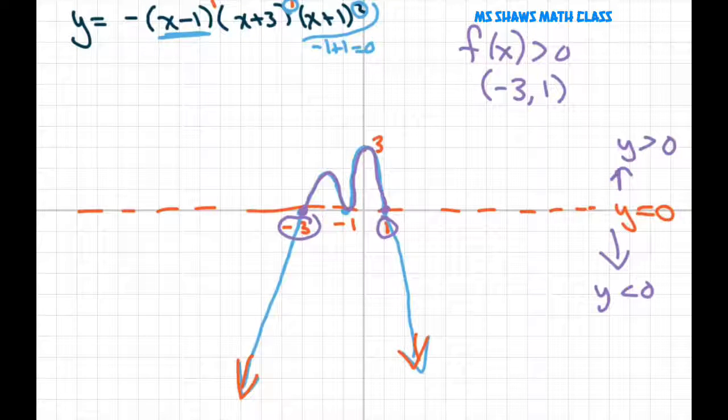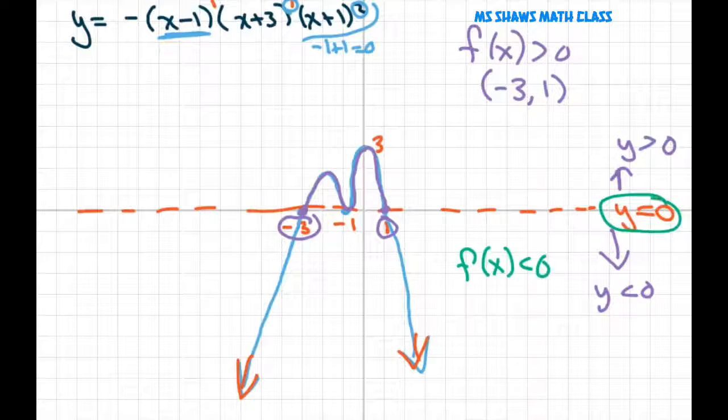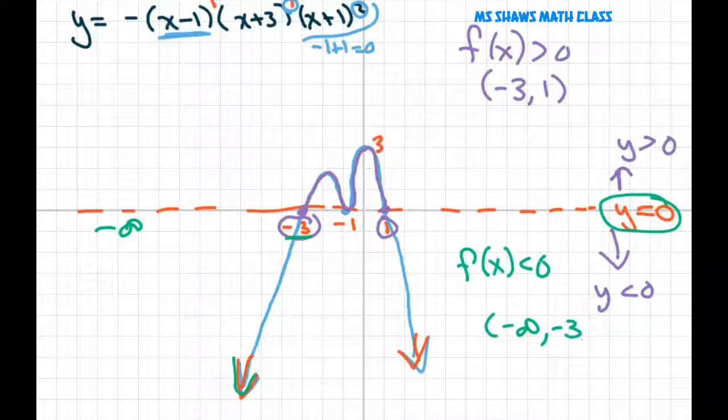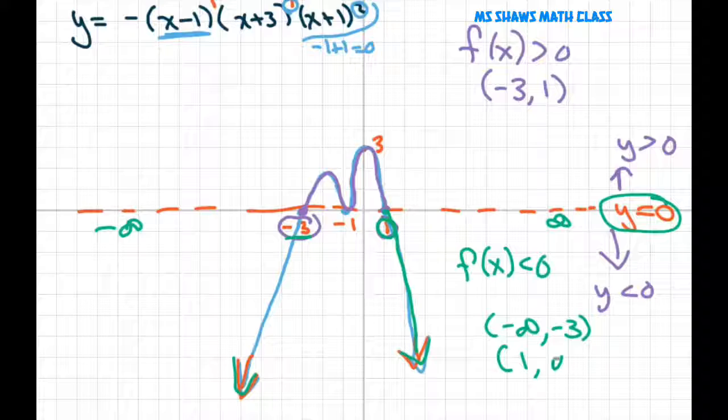All right? Now, where is our f of x negative? And that occurs below the y equals 0. And that's occurring from -infinity to -3. And from this part right in here, it's below the y equals 0. And that's from 1 to infinity.